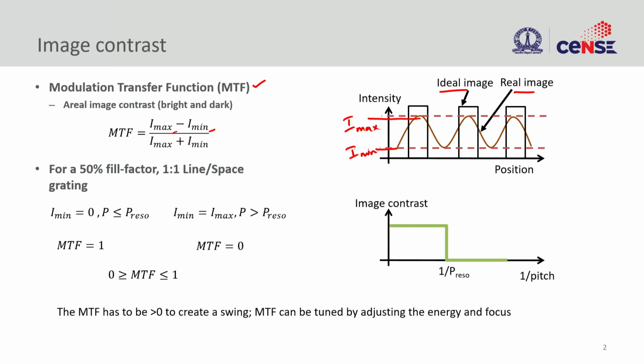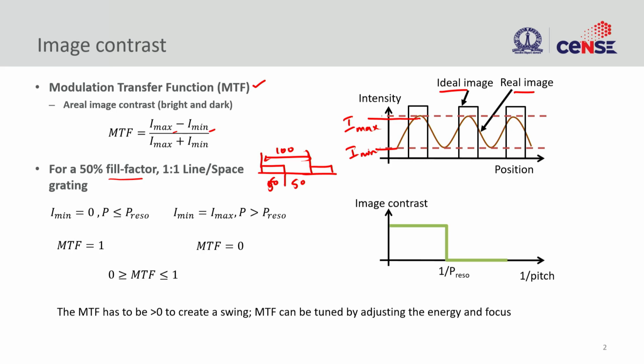So, for a 50-50 fill factor, what do we mean by 50-50? This is nothing but the duty cycle, right. The lines and spaces are equally sized. So, if I take a pitch of 100 nanometer, then my line is 50 nanometer and my space is 50 nanometer, right. So, this is a 50-50 fill factor in those kinds of structures.